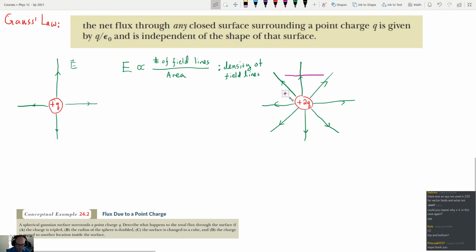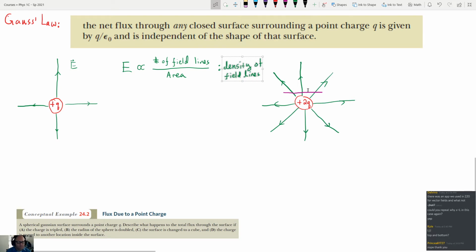Right, and if I moved it to here, it'd be 2, right? So if we wanted to rank which area has the strongest electric field, this one would be number 1, the strongest. This would be second strongest. And then this would be the weakest of those 3, right? The field gets weaker because the density of the field lines goes down.